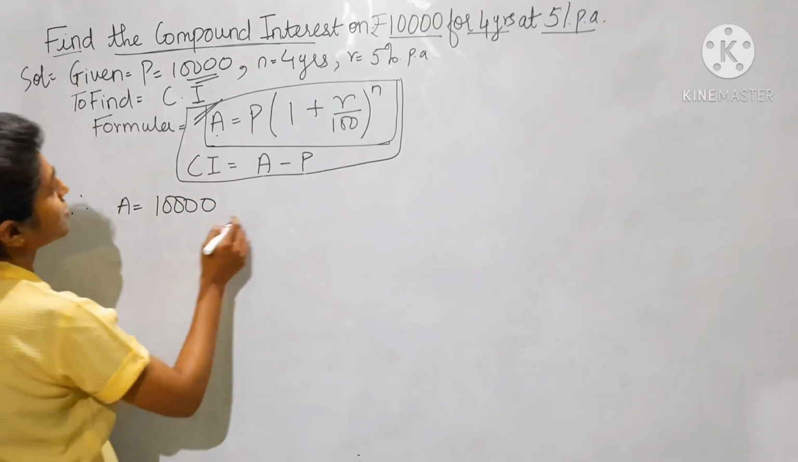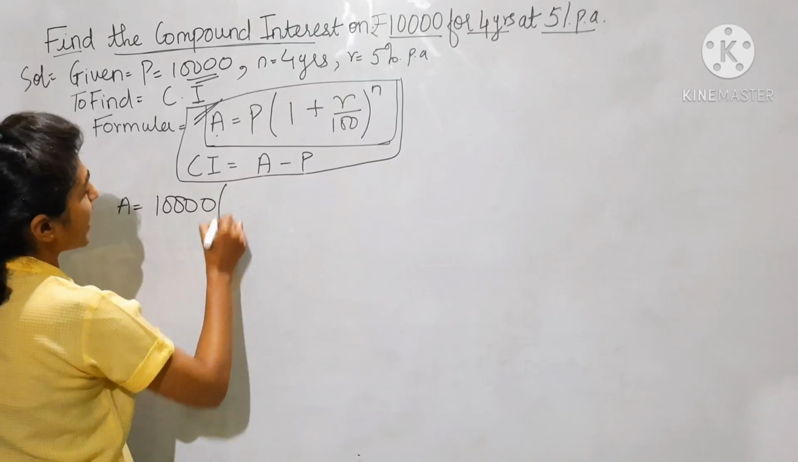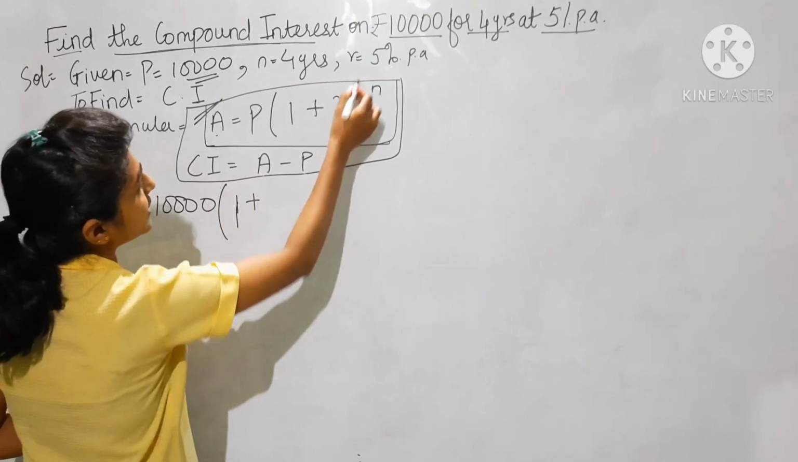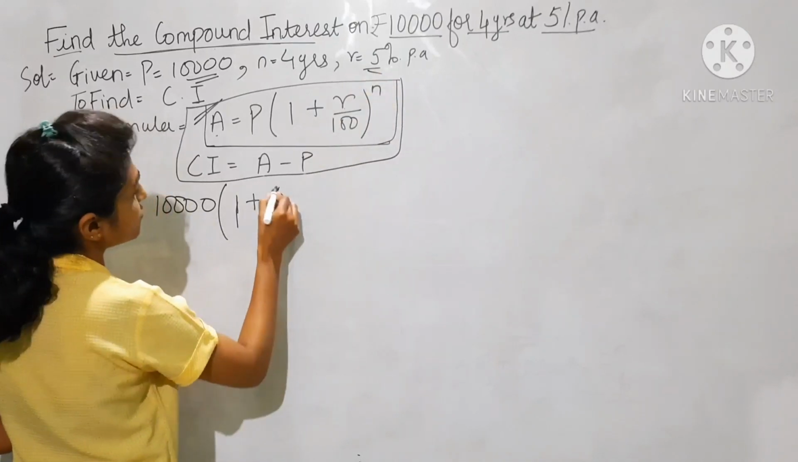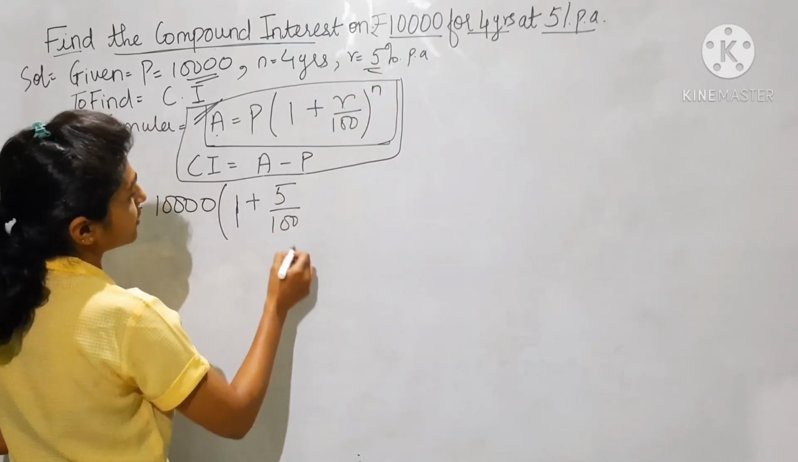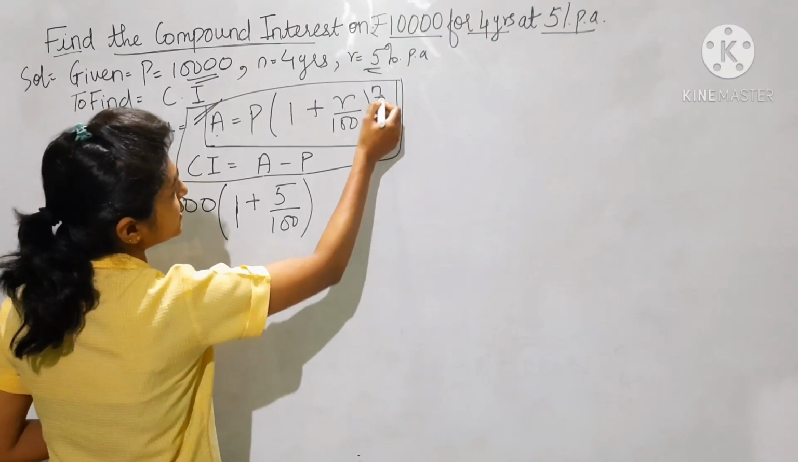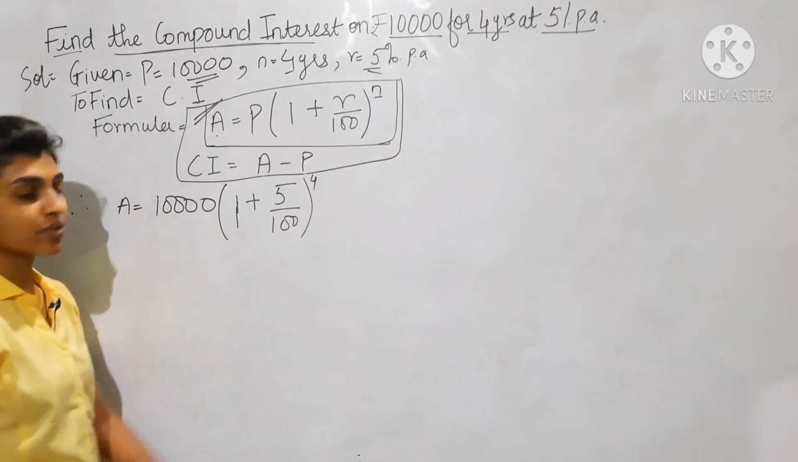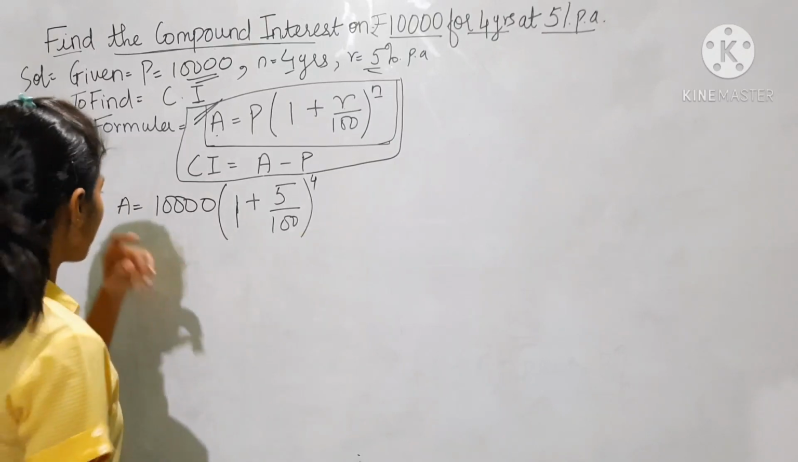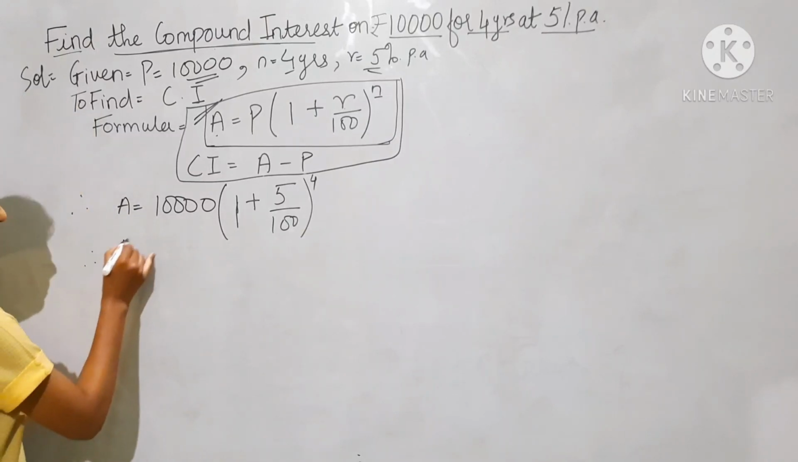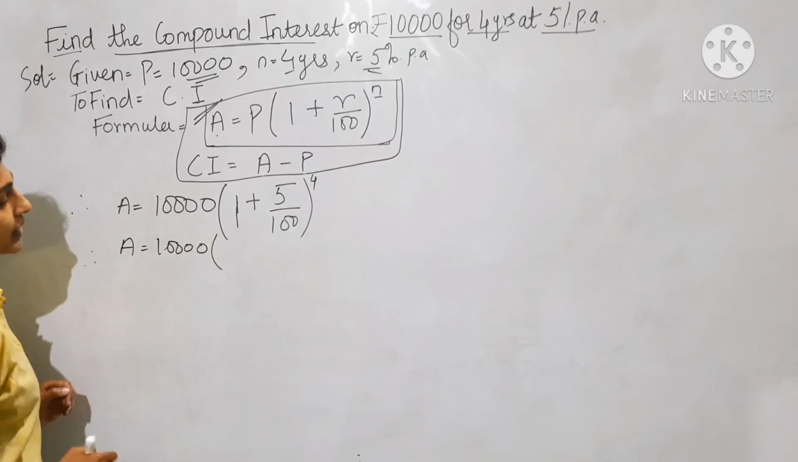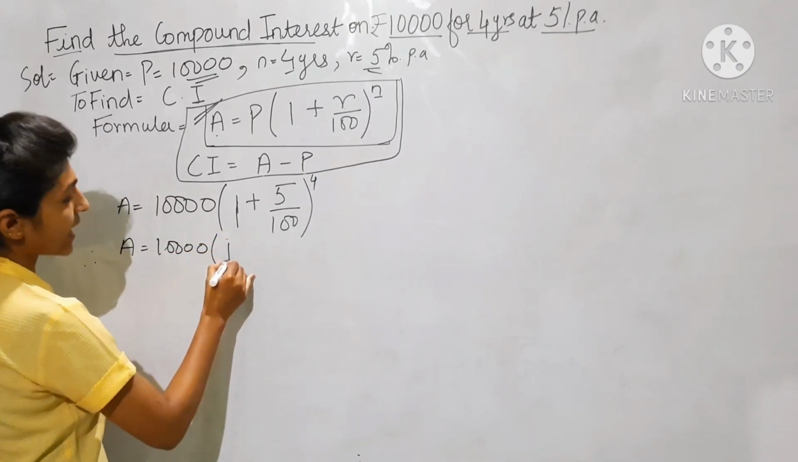Therefore, bracket 1 plus R is how much? 5%, so 5 divided by 100. Bracket close. N is how much? 4 years. So raised to 4 years means power 4. Next, A is equal to 10,000 bracket 1, as it is.